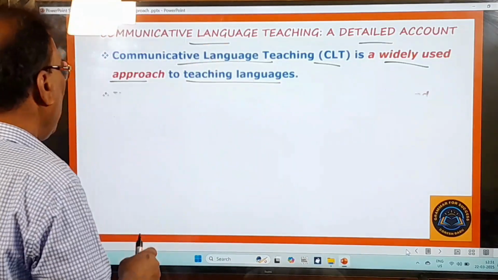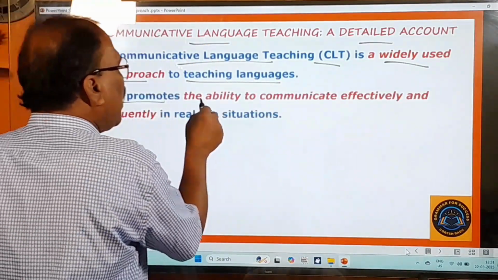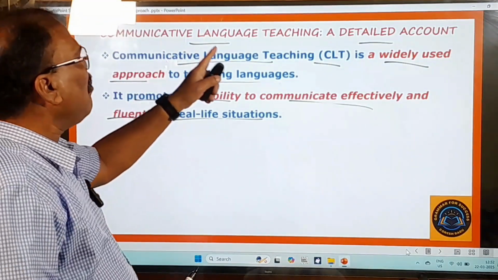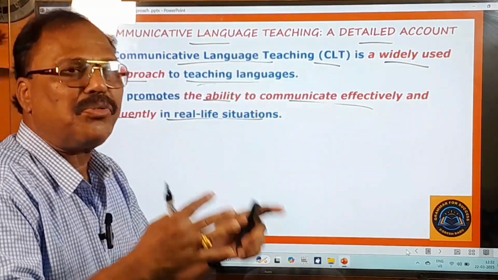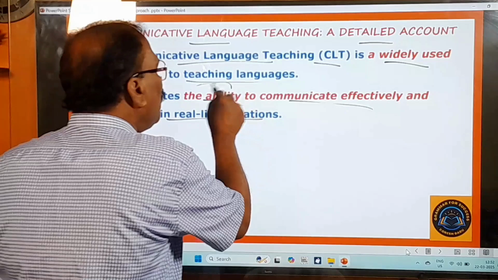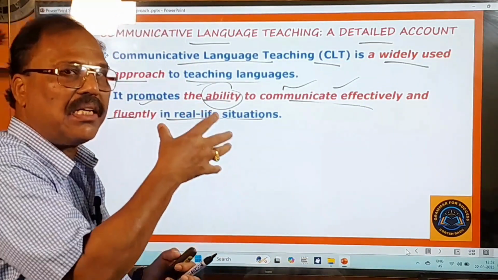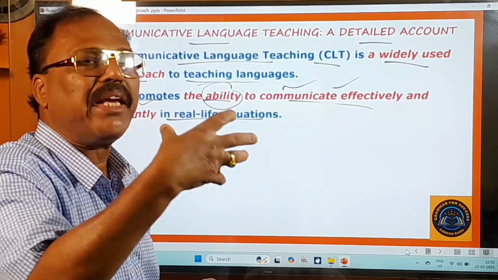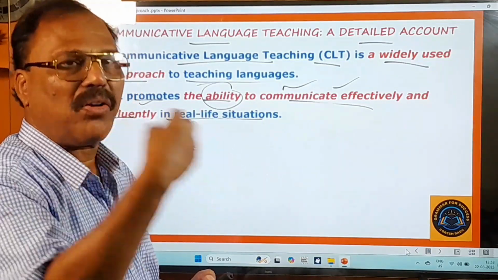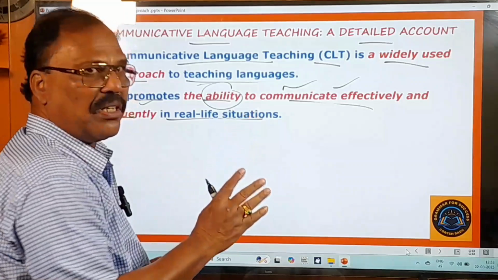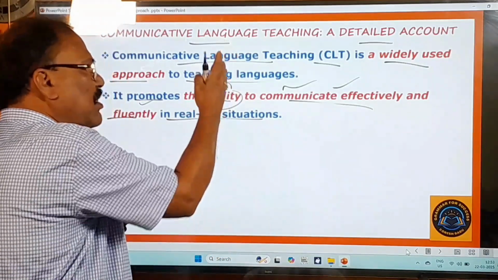This point is clear, and it promotes the ability to communicate effectively and fluently. Communicative language teaching provides the students with the ability to communicate effectively and fluently. That means CLT helps the students speak the target language effectively and fluently in real life situations. So that advantage is there with CLT.